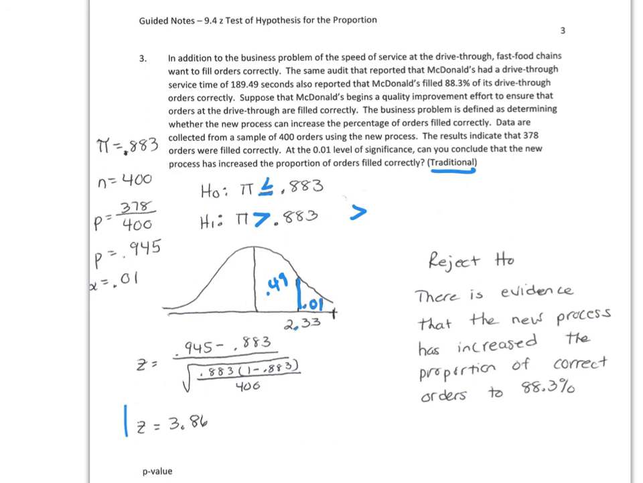So then I calculated my z statistic, and I got 3.86, and that would be up in the tail. It's in the critical region. I'm going to reject H sub 0. There is evidence that the new process has increased the proportion of correct orders to 0.945. Next page. Oh, I'm on the last page. That's it.